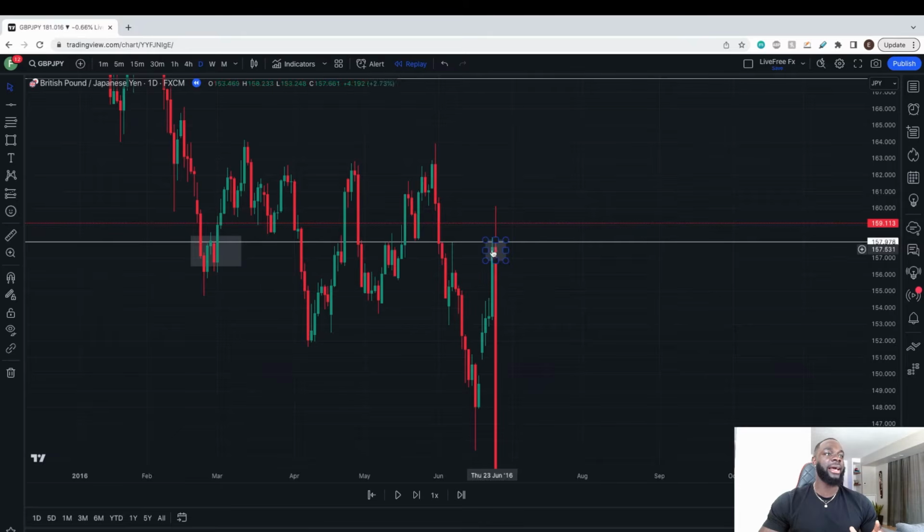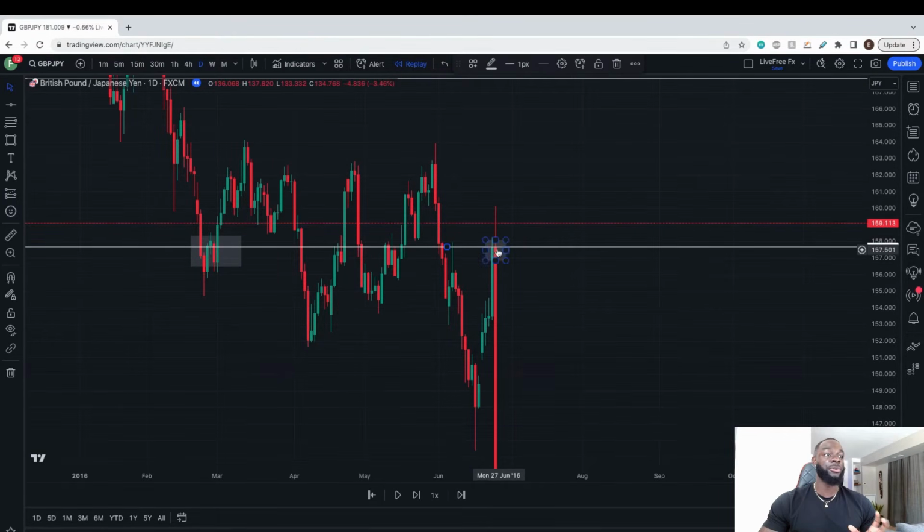So we can see that this level is a very similar level. We've seen price pretty much reject, hit this level from the buyer standpoint. Buyers traded up to this level, failed to close above this level, and we saw a pretty significant rejection.